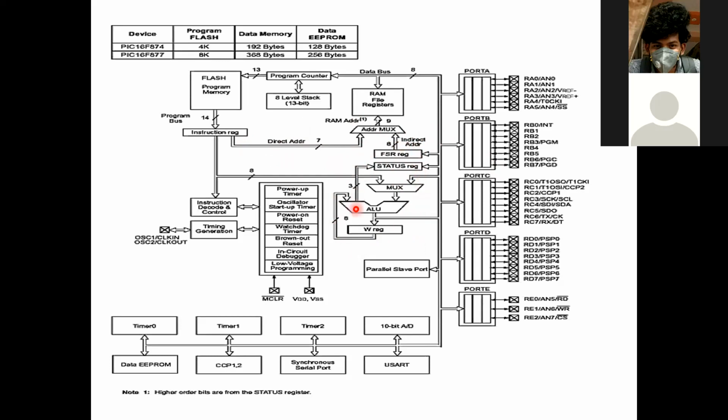What we studied is the ALU in the CPU. What are the main parts? The ALU, working register, and we all know the mux will always be there. Then the status register and the file select register.